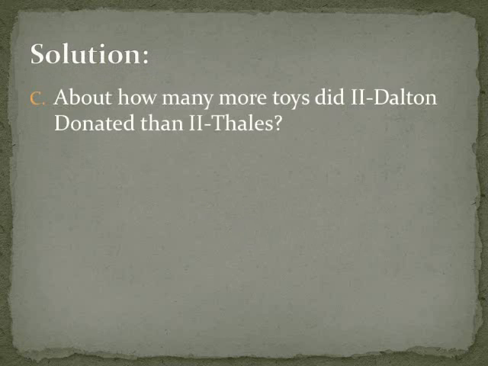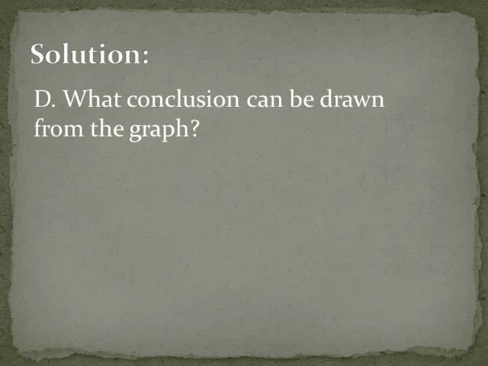Question number 3 was, about how many more toys did second-year Dalton donated than second-year Tallis? The second-year Dalton donated about 74 toys, while second-year Tallis donated about 60 toys. Thus, second-year Dalton donated 14 more toys. Question number 4 was, what conclusion can be drawn from the graph? The second-year students contributed the most number of toys to the street children. The combined donation of the second year is 134 toys.